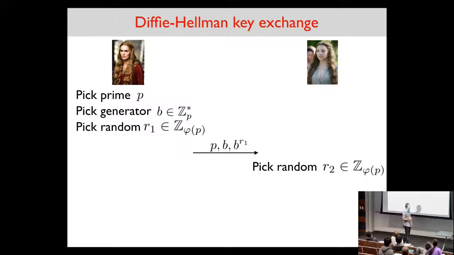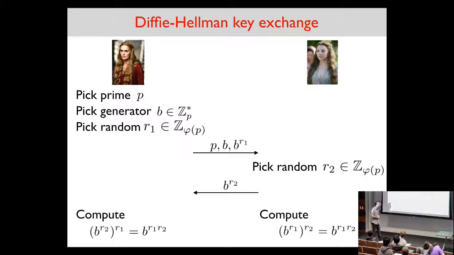Now on the other side, you get this information. What you do is something very similar. Now that you know p, you can pick a random r2 in Z phi of p yourself and send b to the power r2. And again, your hope is that the adversary, by seeing this, is not going to be able to recover r2 or learn anything about r2.